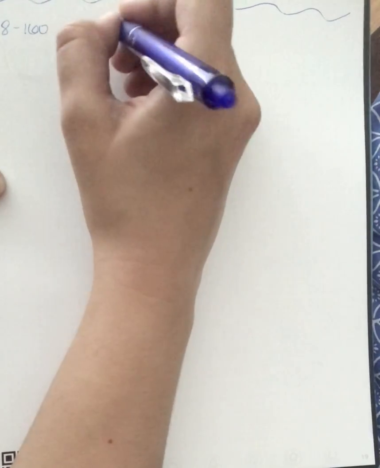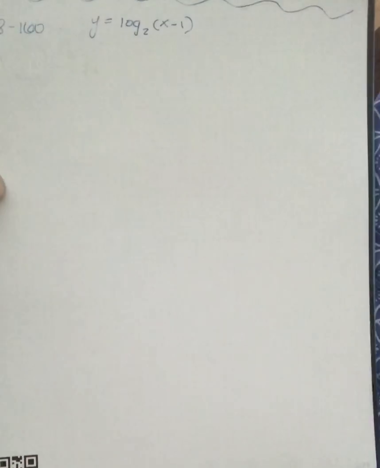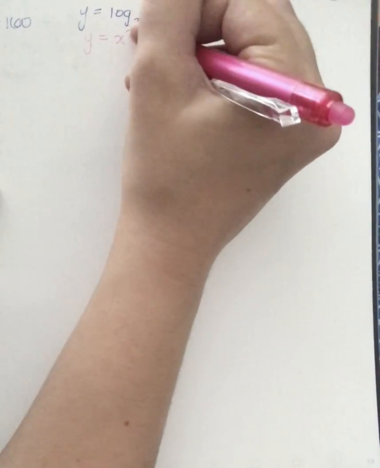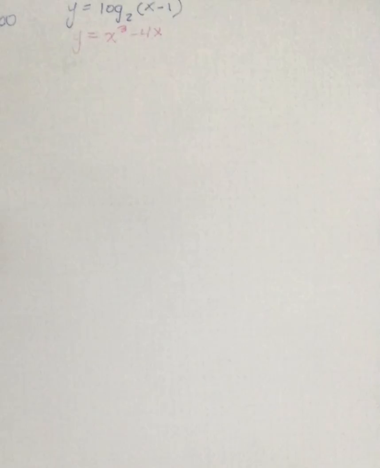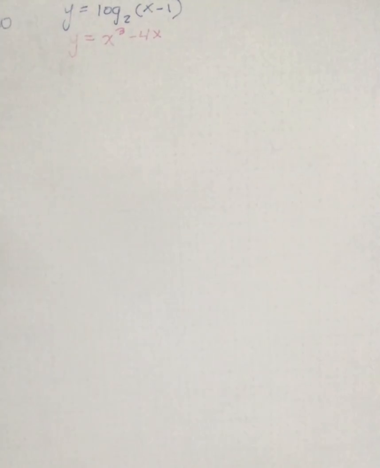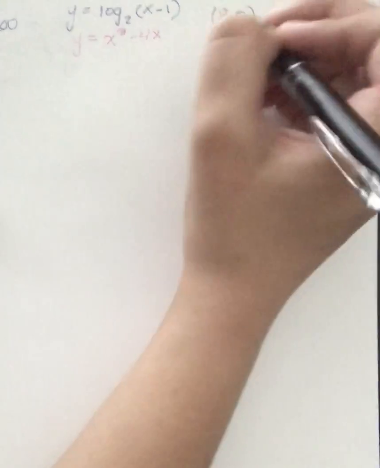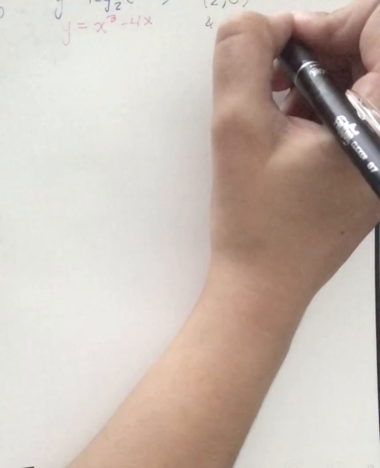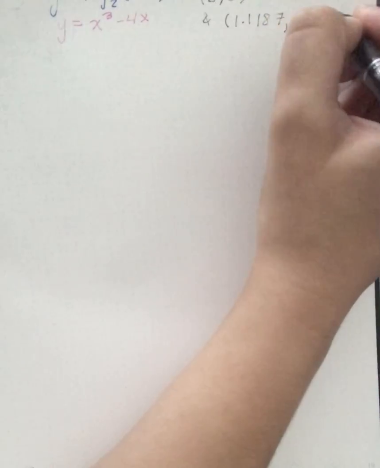So notice that we have y equals log base 2 of x minus 1. And we have y equals x to the third minus 4x. And then they go ahead and tell us that they intersect at two places, (2, 0) and (1.1187, -3.075).